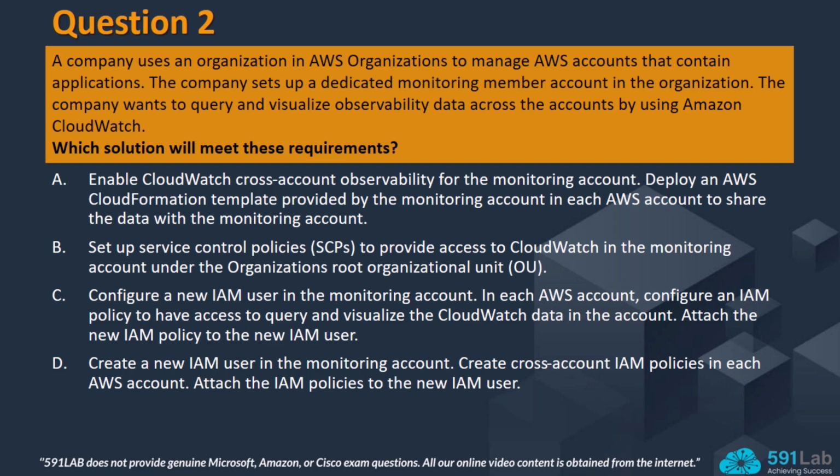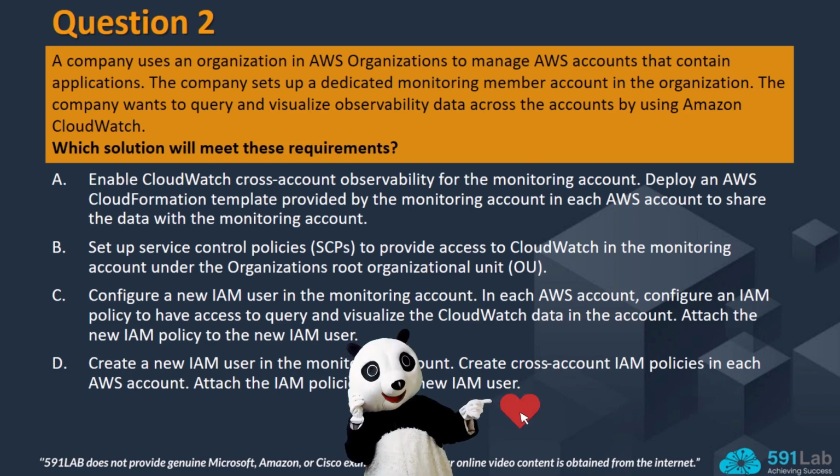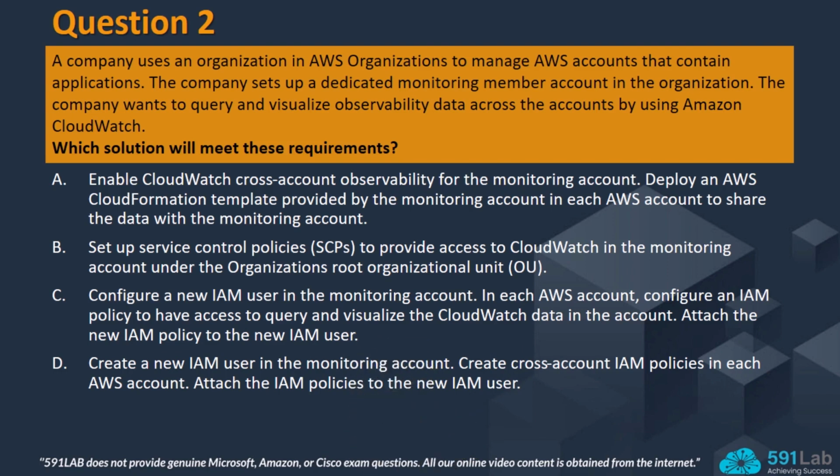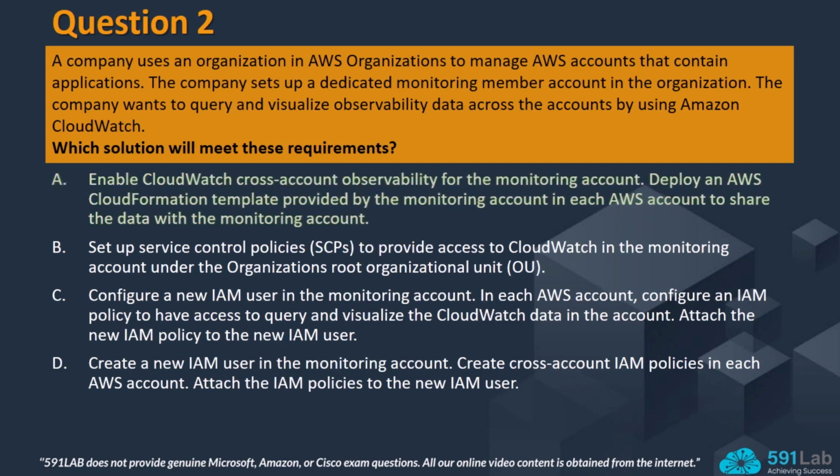Let's evaluate each option. Option A. Enable CloudWatch cross-account observability for the monitoring account. Deploy an AWS CloudFormation template provided by the monitoring account in each AWS account to share the data with the monitoring account. This solution allows the monitoring account to query and visualize observability data across multiple accounts using cross-account access. Deploying an AWS CloudFormation template provided by the monitoring account in each AWS account helps set up the necessary configurations to share data with the monitoring account. So, this is the correct answer.